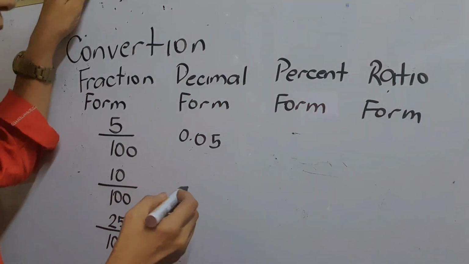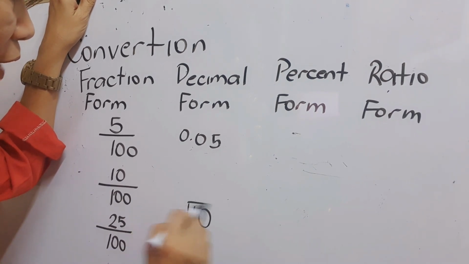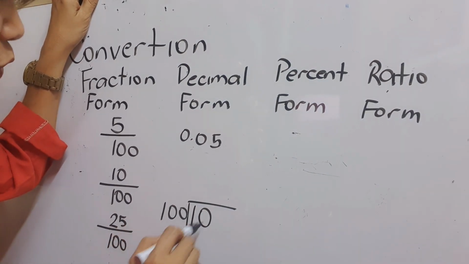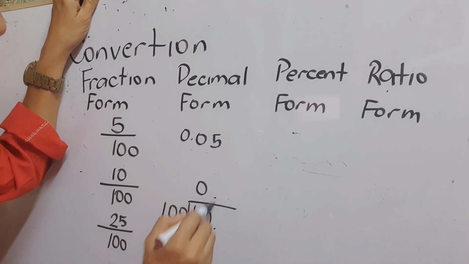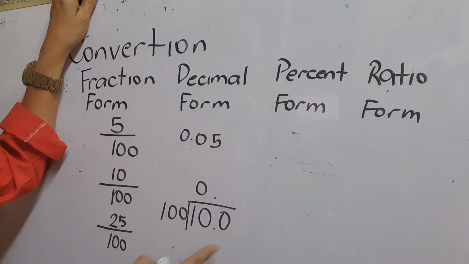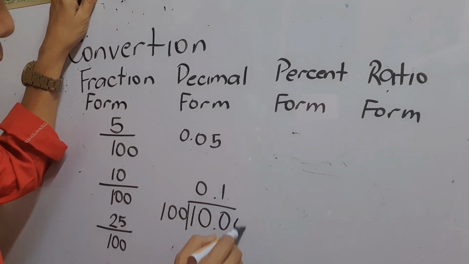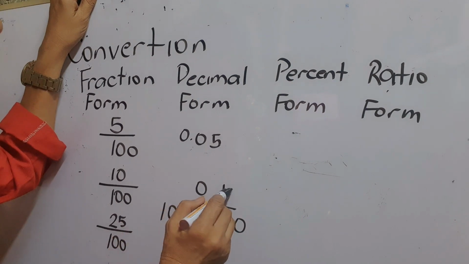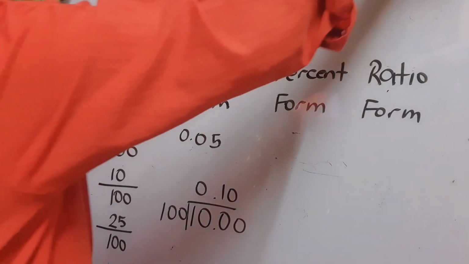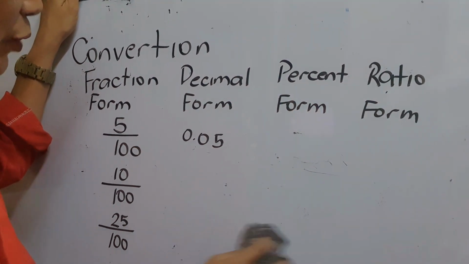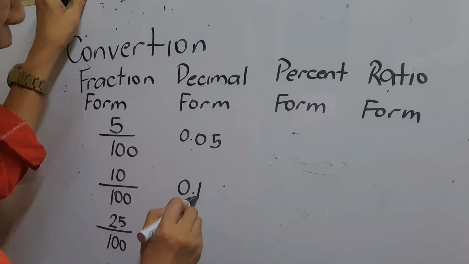Okay, here we have 10 over 100. So here we have 10 divided by 100. So sa 10, ilan ang 100? Wala. Point. Okay, so let's put 0. So 100, ilan ang 100? We have 1. Okay, and then put another 0. So sa 0, ilan ang 100? Wala pa rin. So 0.10. Okay? Okay, so let's try this one. Again, another one. So that is 0.10.